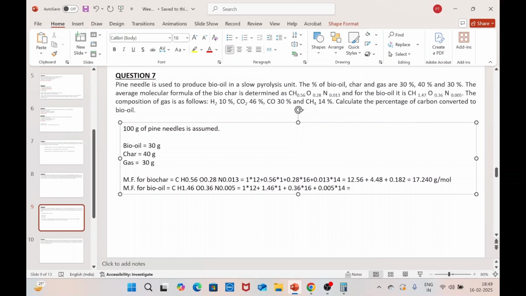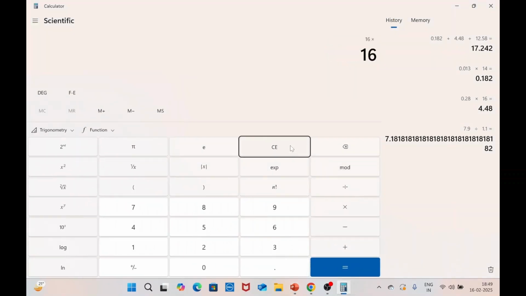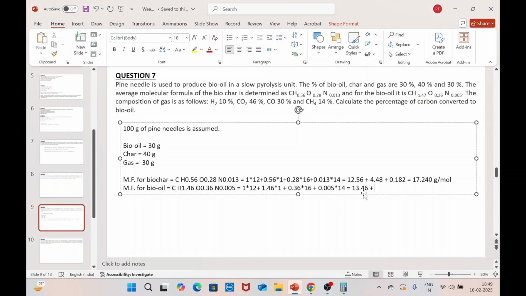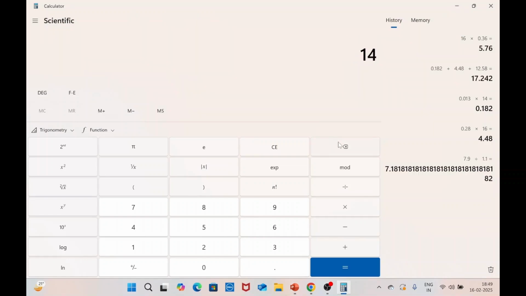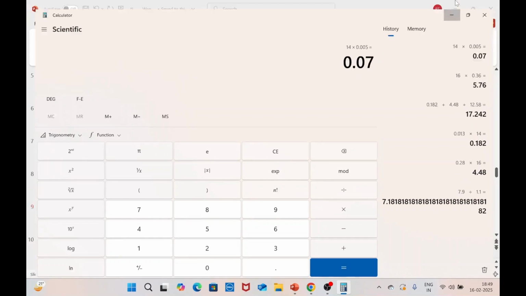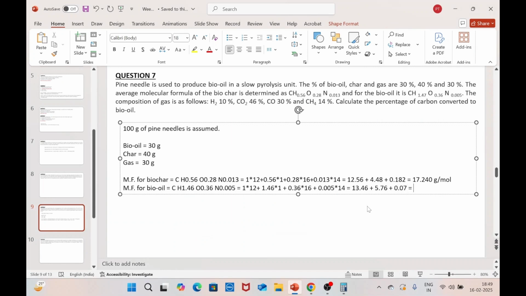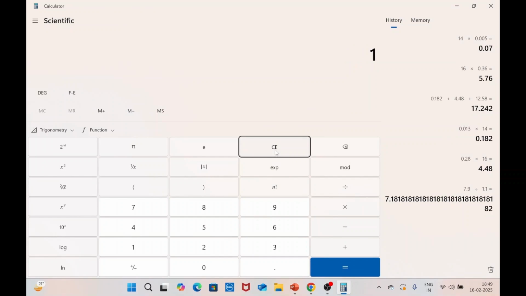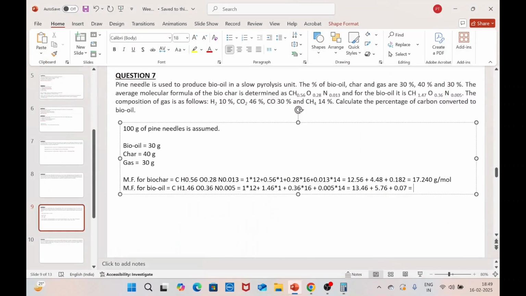Similarly, for bio oil it will be 13.47, then 16 times 0.36 is 5.76, and 14 times 0.005 is 0.07. So that will be 13.47 plus 0.07 plus 5.76, which is 19.29.